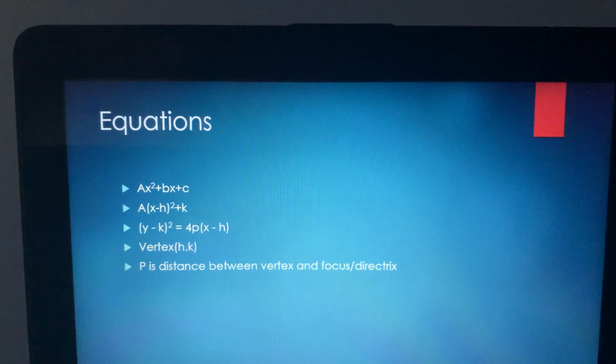Now, whichever one is squared, that's the one that 4p is not on. So if it's opening up or down, then it's vertically oriented, and the squared is going to be on x minus h, and the 4p is going to be on the y minus k. However, if it's horizontally oriented and opening right or left, it's right if it's positive, left if it's negative. If it's horizontal, then the squared is going to be on the y minus k, and the 4p is going to be on the x minus h.